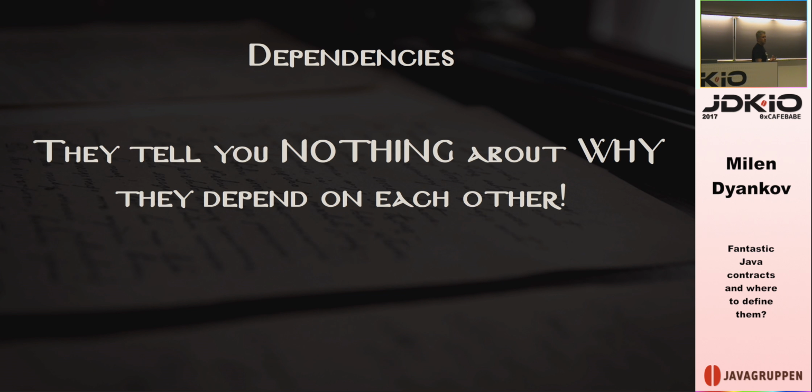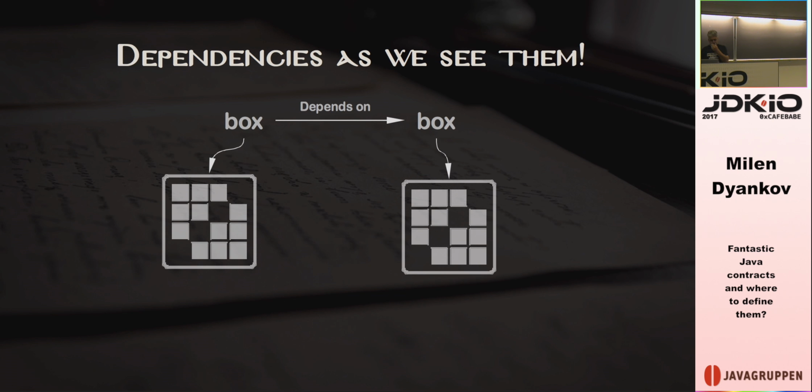It all goes down to one thing, which is the main problem of everything you think of about dependency management today. There is no information about why things depend on each other. All you're given is the fact that A depends on B, and you have no clue why. And that's not enough if you want to do automatic dependency management, if you want to build stuff in a way that works more seamlessly with each other.